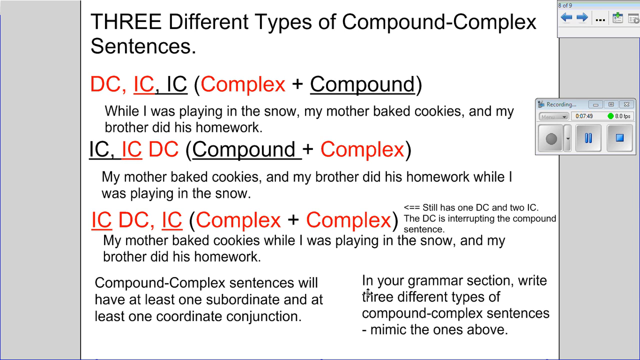What I'd like for you to do on your own, since you've already written all this, is mimic the three sentences. So change the words around but keep the structure the same. Go ahead and do that on your own. Once you've done that, you're going to come over, talk to me, and show me what you've done. We'll have a quick conversation about it.